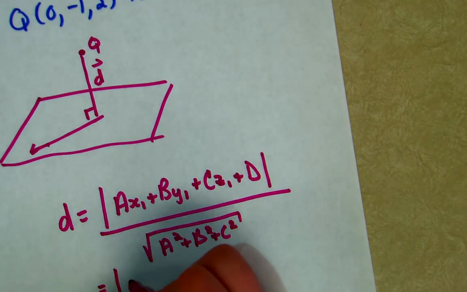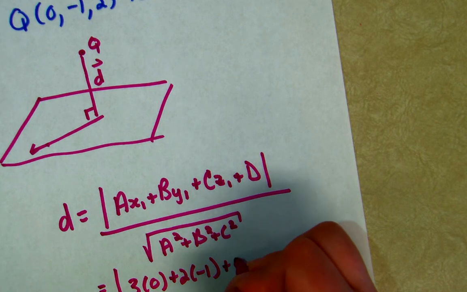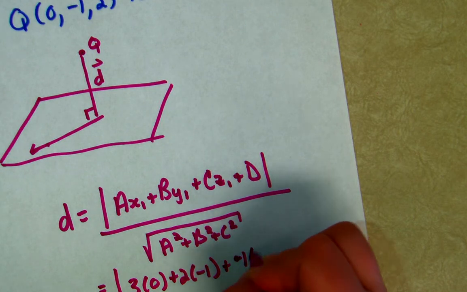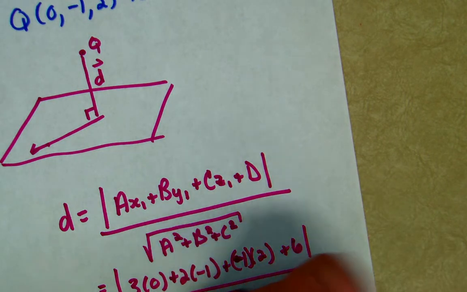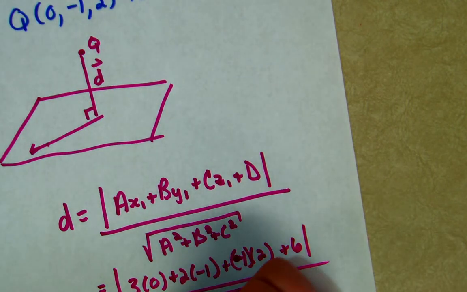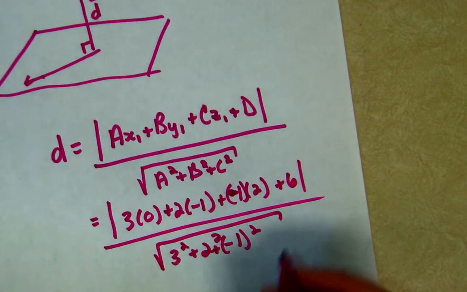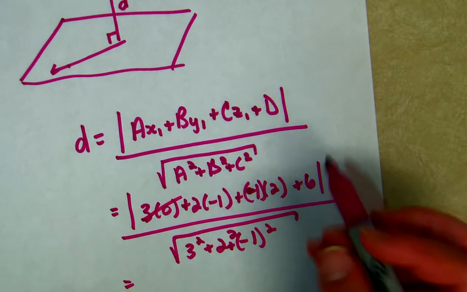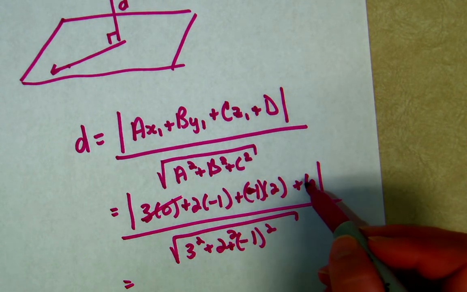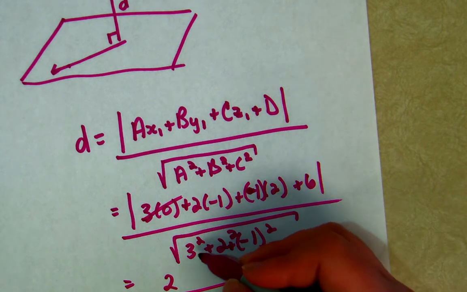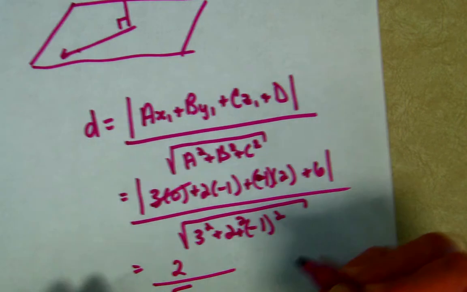So it's the absolute value of 3 times 0 plus 2 times negative 1 plus negative 1 times 2 plus 6 over the root of 3 squared plus 2 squared plus negative 1 squared. So all I did there was fill in. So that's going to be 0. So I have negative 2 and negative 2, which is negative 4, and 6, which is 2, and the absolute value of that is 2. This is going to be the root of 9 plus 4 plus 1, which is 14.